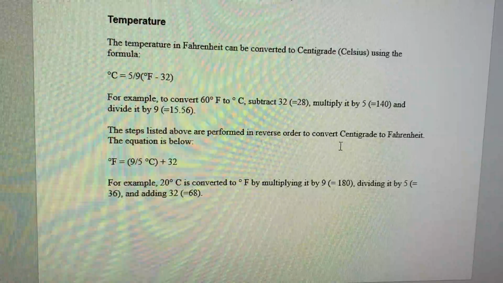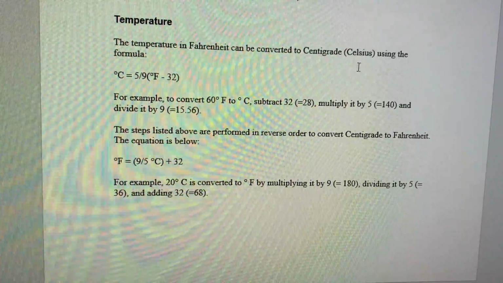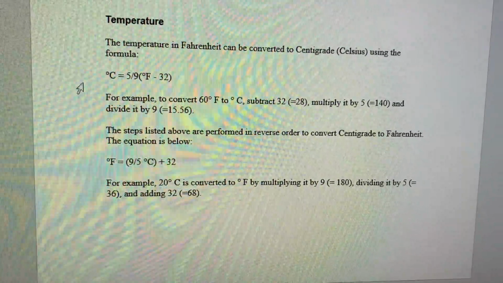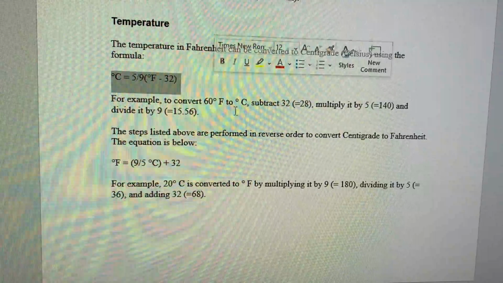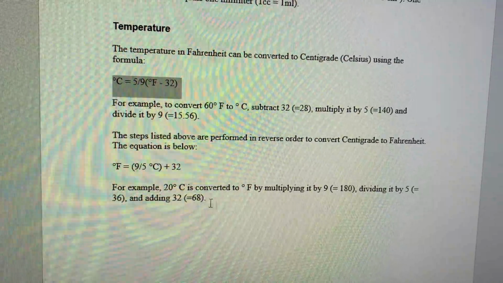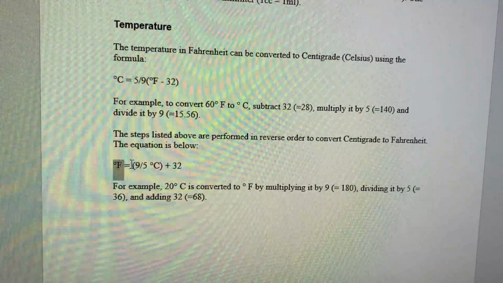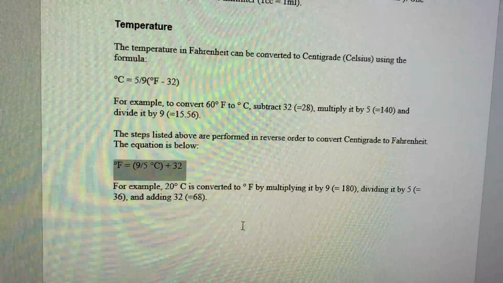And for temperature, in biology we basically use Celsius and Fahrenheit. It's very important to learn how to convert from Celsius to Fahrenheit, or vice versa, from Fahrenheit to Celsius.